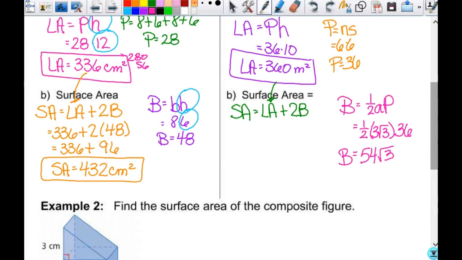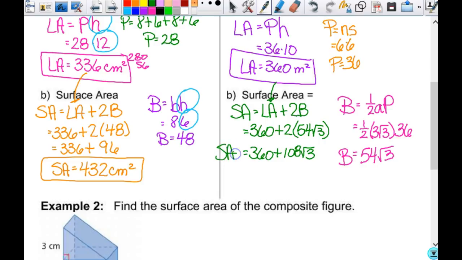So now I come back over here and substitute this in. I already have my lateral area. It's 360 plus 2 times big B, which is 54 square root of 3. So then that gives me 360 plus 108 square root of 3. Then will that give me 468 square root of 3? No. We should be way past making that mistake. Parentheses and meters squared.